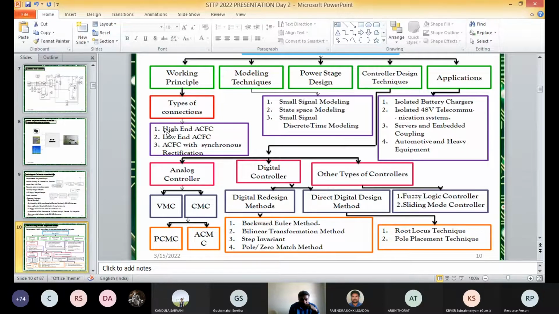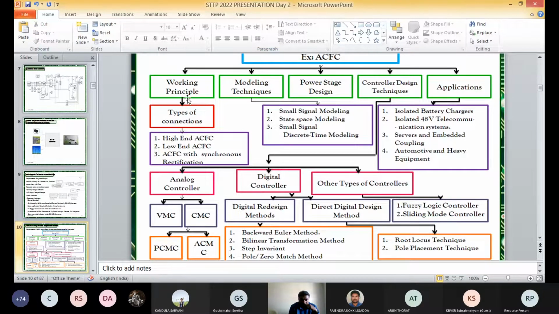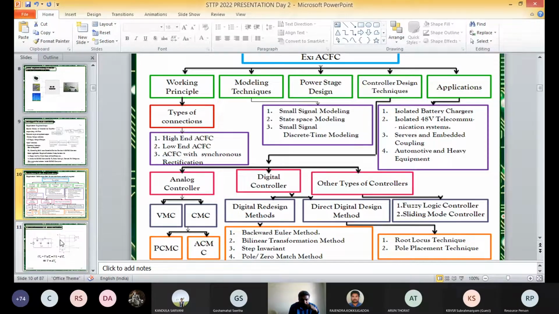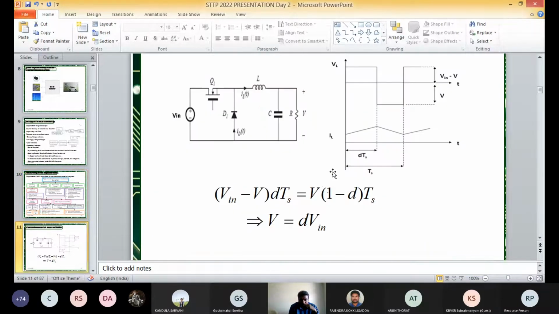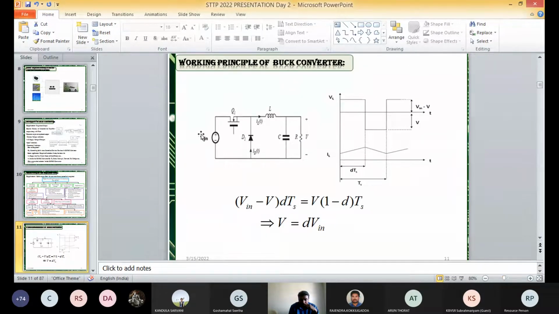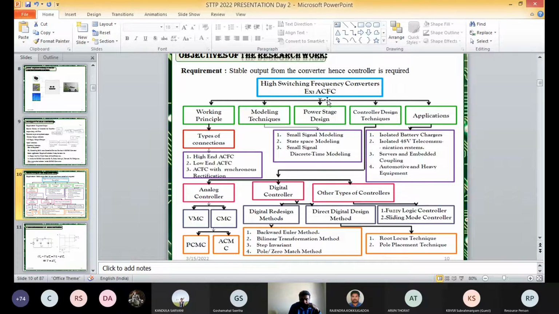In the first step, we are discussing the working principle of the system. For that purpose, at the very start, we are choosing a simple buck converter. Then we move to the buck converter, boost converter, and some other converter like this. These three are the non-isolated DC to DC converters. In the isolated DC to DC converters, again we are choosing one simple converter, the active clamp forward converter.